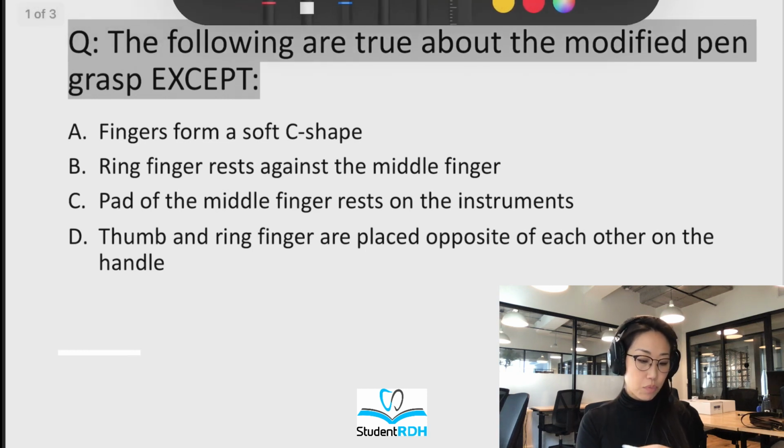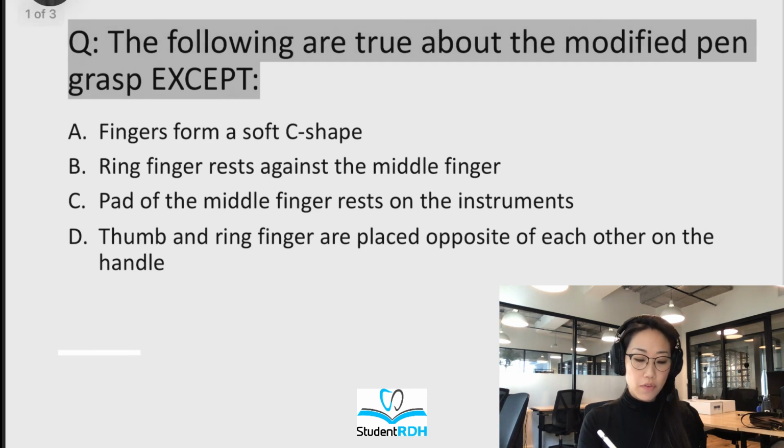So again, the principle is to play the true and false game. Very easy. So let's read the statement here and find out if the answer choices are true or false. We're looking for one that is false, okay? The one that sticks out that tells you this is false. The other ones are true. They're not the correct answer. Here, let's say the following are true about the modified pen grasp except. So you're looking again at that one that is false. So let's play the true and false game.